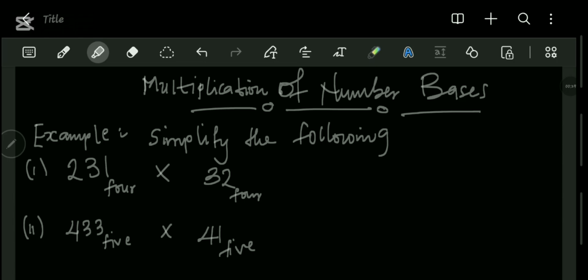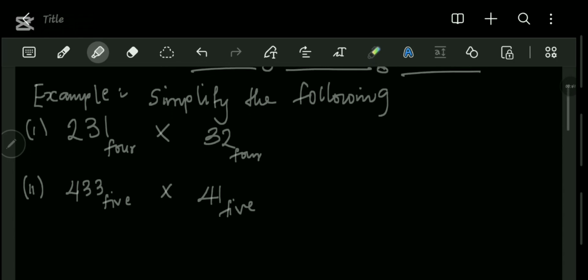We are asked to simplify 231 in base 4 multiplied by 32 in base 4, and question 2 we are asked to multiply 433 in base 5 multiplied by 41 also in base 5. If you notice something, both this question and this question are in the same base. This is base 4 and this also is in base 4 as well. This is base 5 and this also is in base 5 as well. Let's have the solution for the first question.